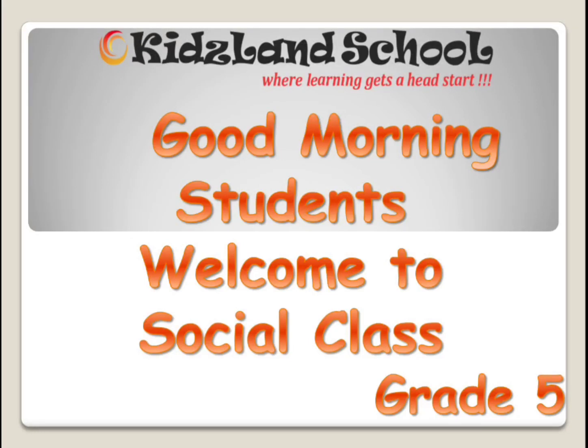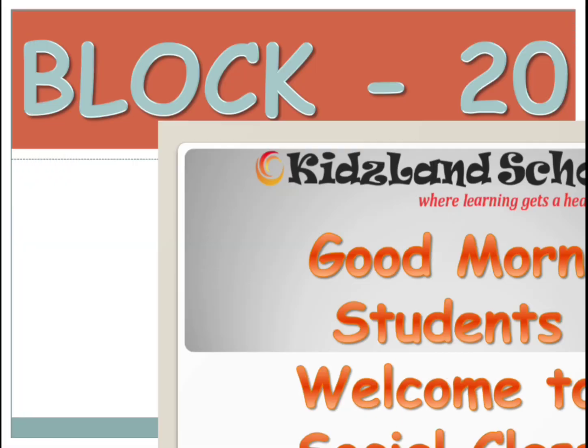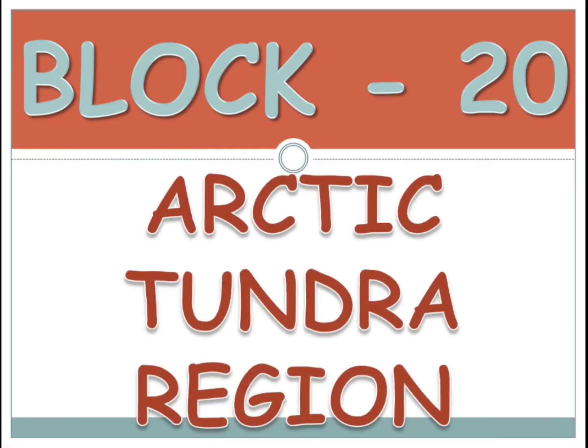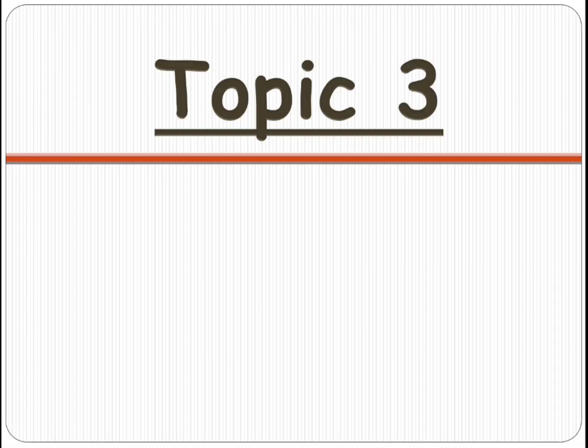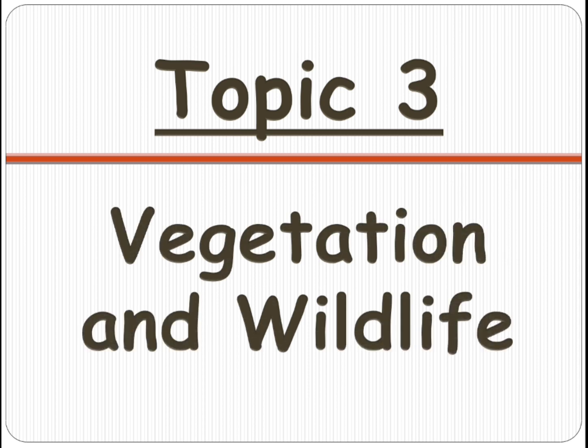So, in social, we are learning block 20, which is the Arctic Tundra region. In this block, we have learned the location of the Arctic Tundra region, the climate in this region, and the people who live in this region. Isn't it, children? In the third topic, we are going to learn about the vegetation and wildlife of the Arctic Tundra region. Please open your social content books, children, and turn to page number 126.